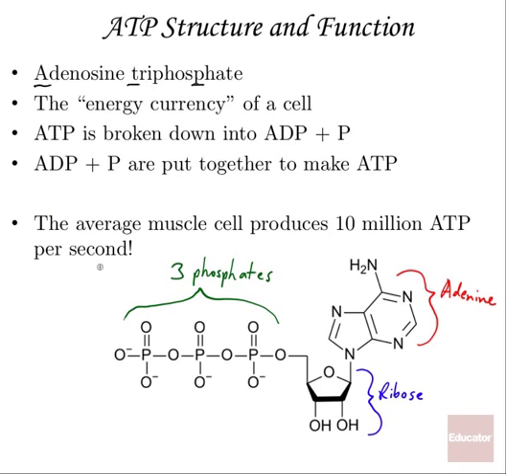And amazingly, the average muscle cell, which is doing a lot of work in a typical day, doing a lot of movement, of course, produces 10 million ATP molecules per second if it's working. That's amazing to think about. That's mind-boggling that a microscopic cell is producing millions and millions of these molecules every second just to keep it going.